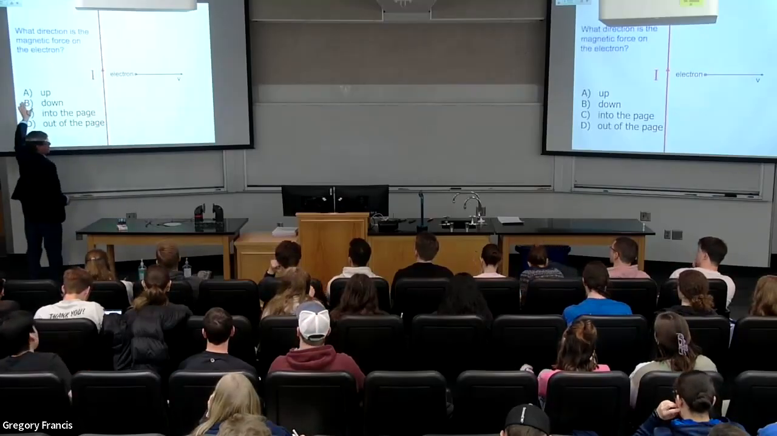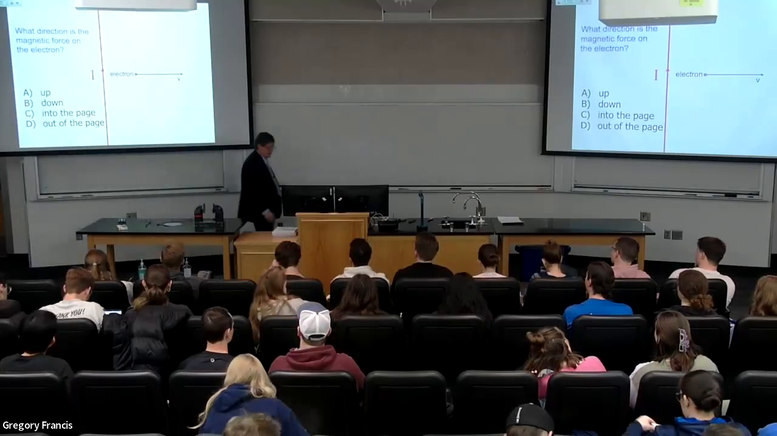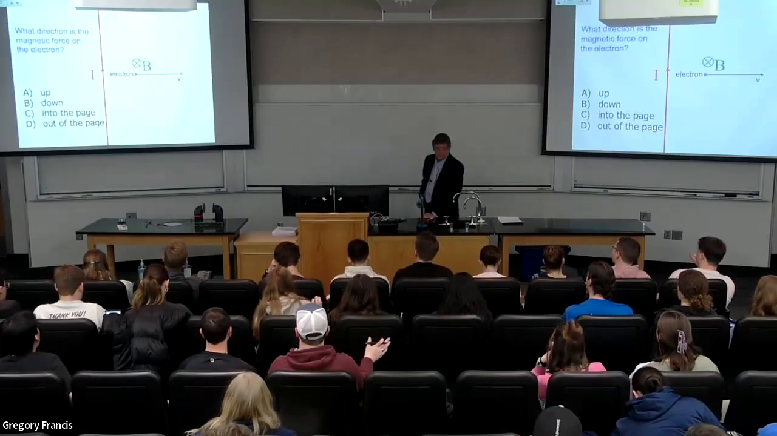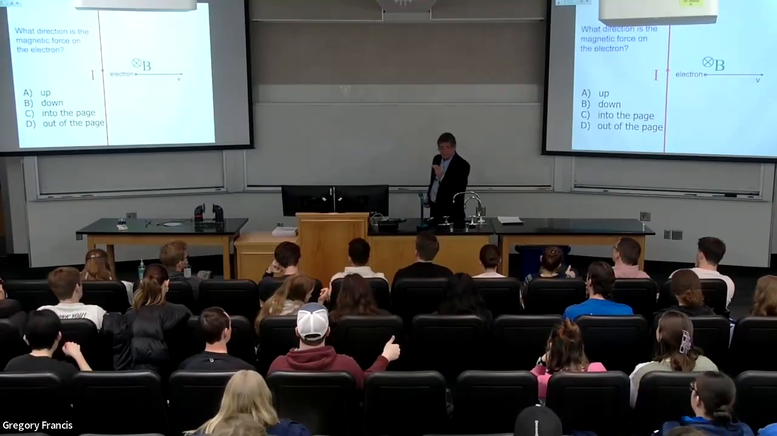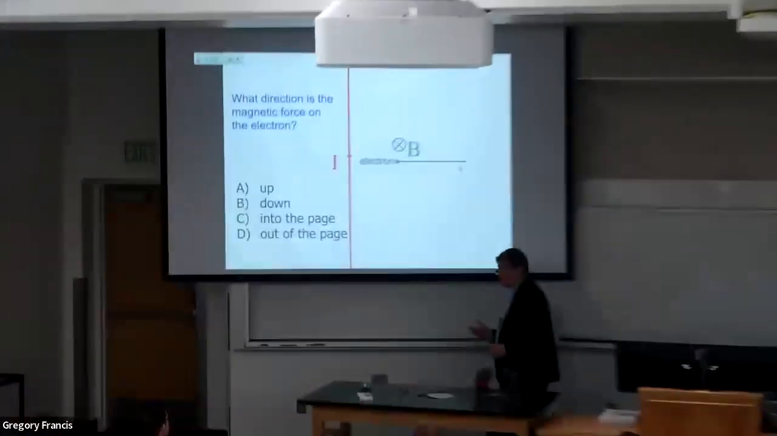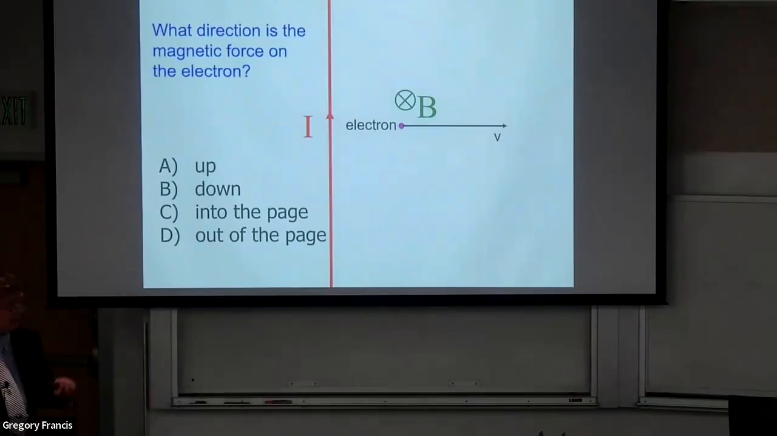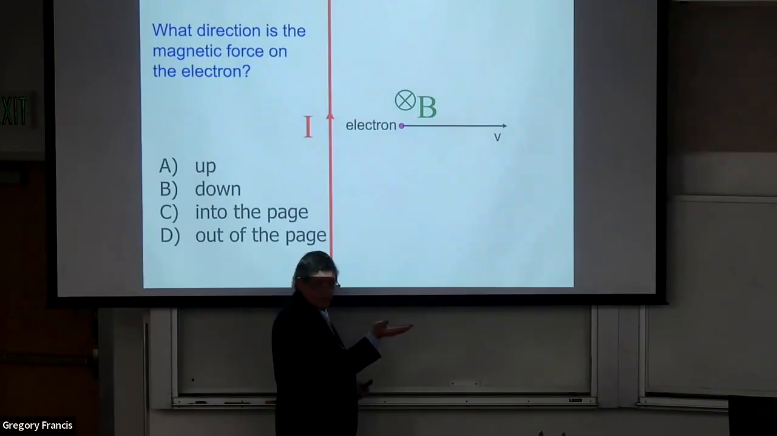But I don't care what's going on over here. I care what's happening where the electron is. And over where the electron is, the magnetic field is into the page, into the screen. That's step 1. Now, step 2 is we use right-hand rule number 1, which is the only right-hand rule that gives us a force. You don't have to be wondering, which right-hand rule should I use for a magnetic force? There's only one, okay? And we reach in the direction of the motion.